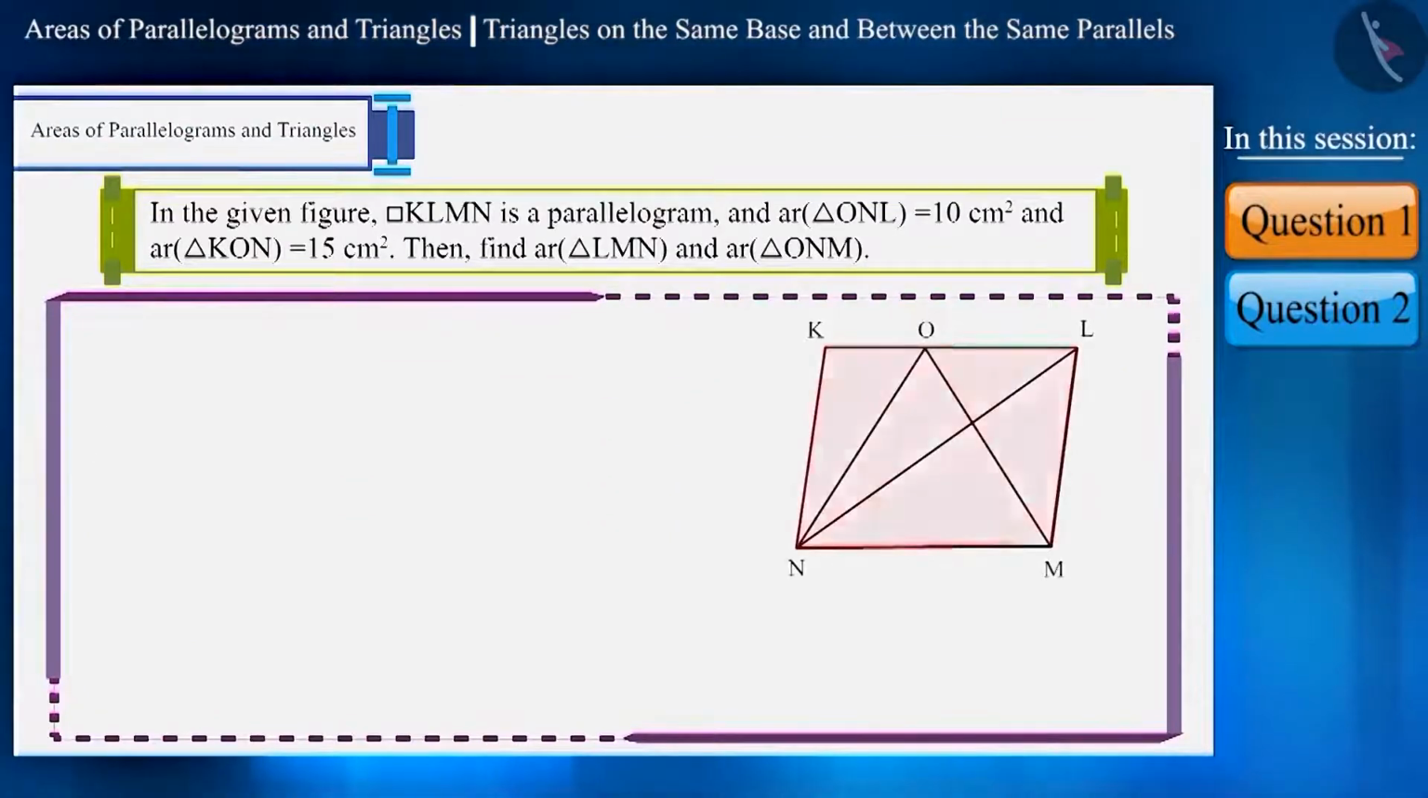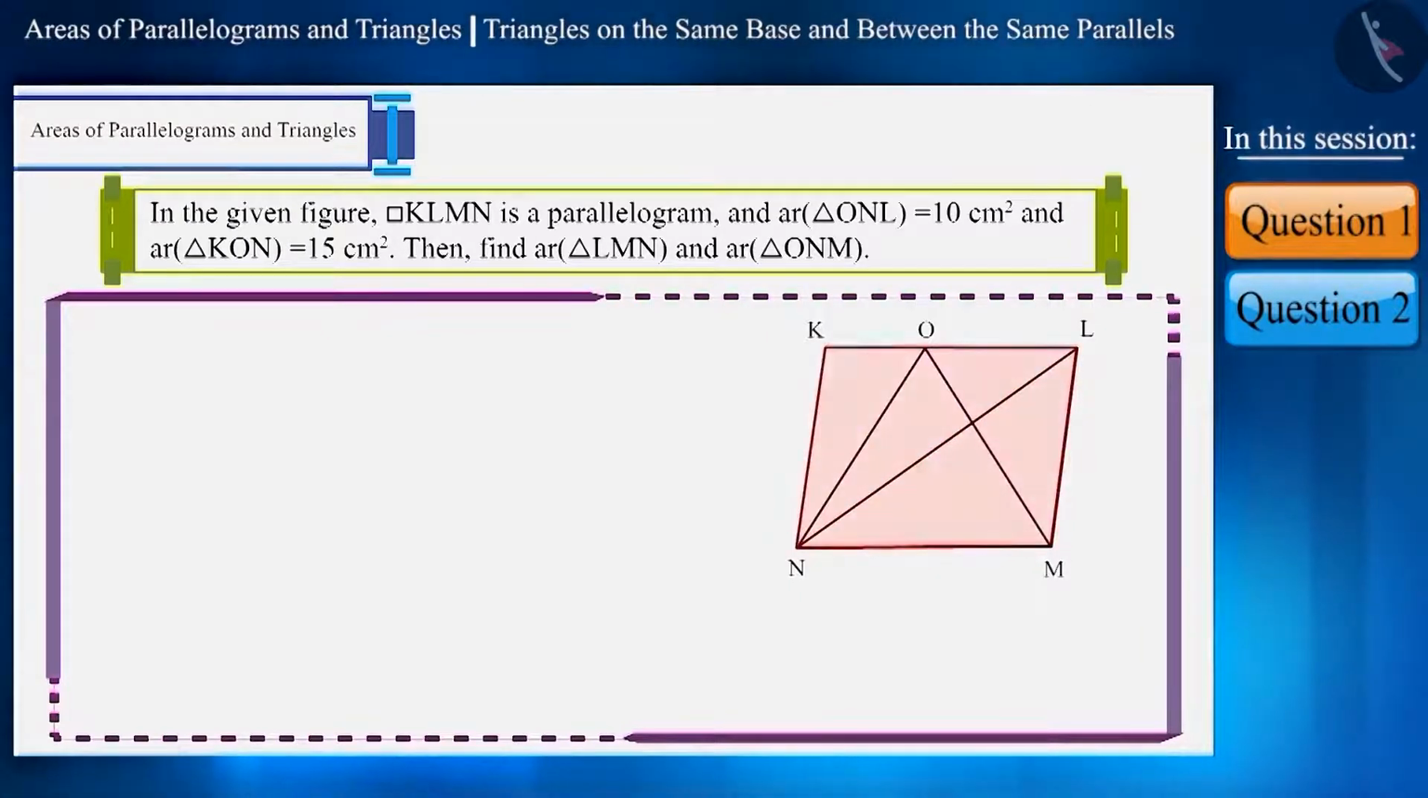In the given figure, KLMN is a parallelogram and the given areas of triangles ONL and KON are 10 cm² and 15 cm² respectively. Now, find the area of triangle LMN and triangle OMN. Friends, we need to find the area of triangle LMN.